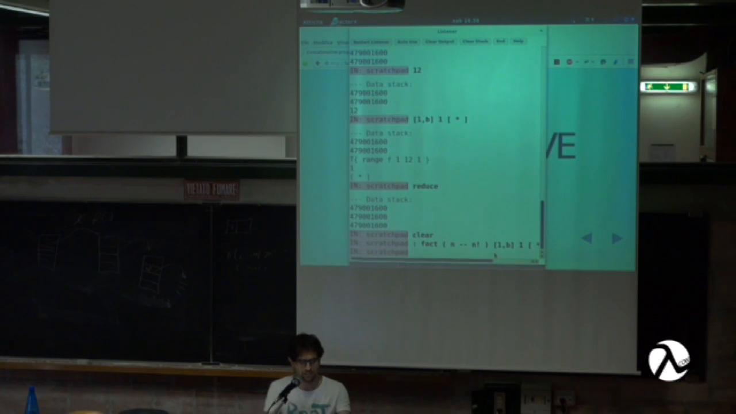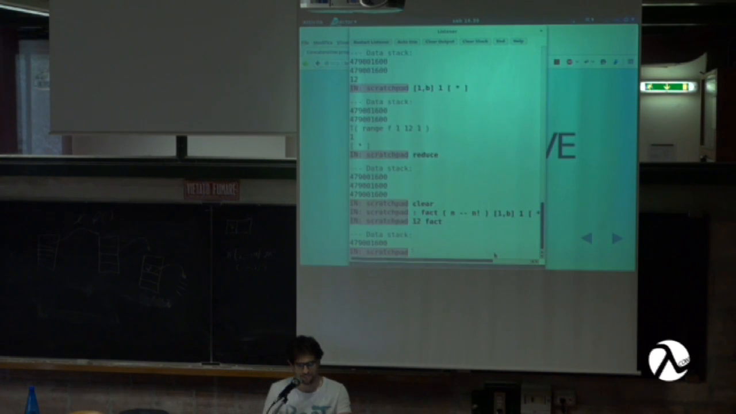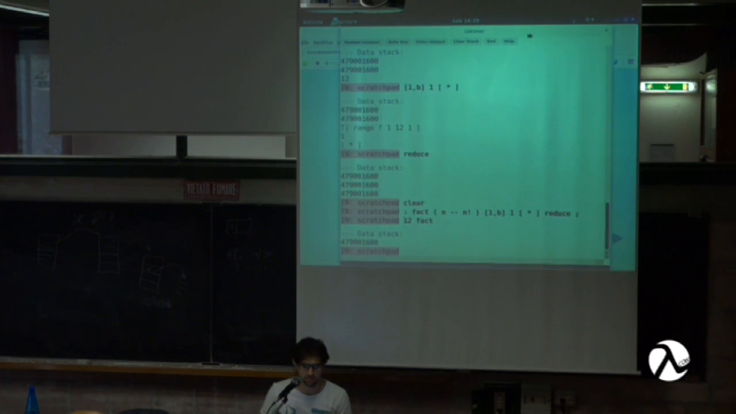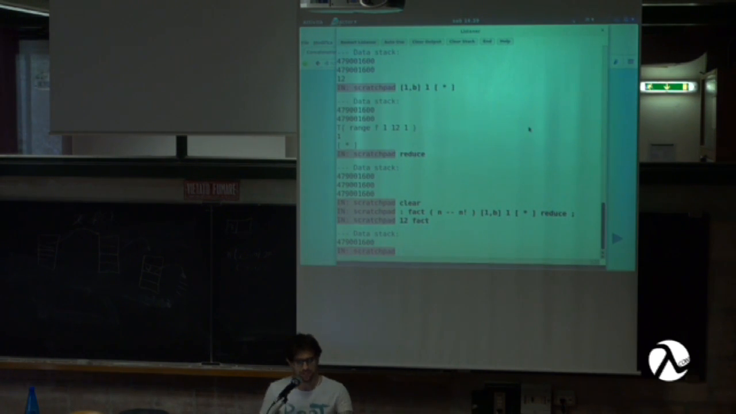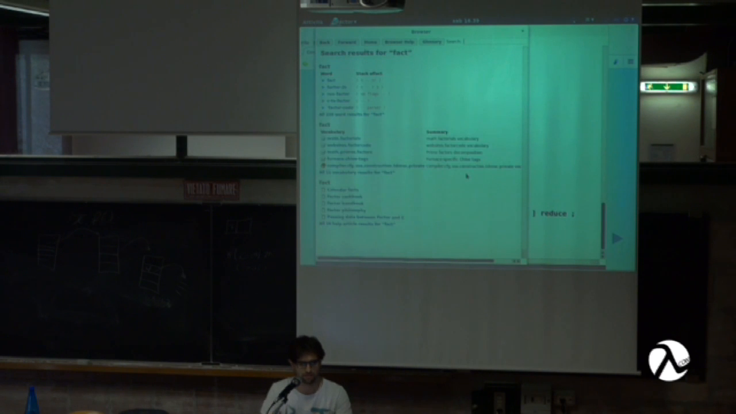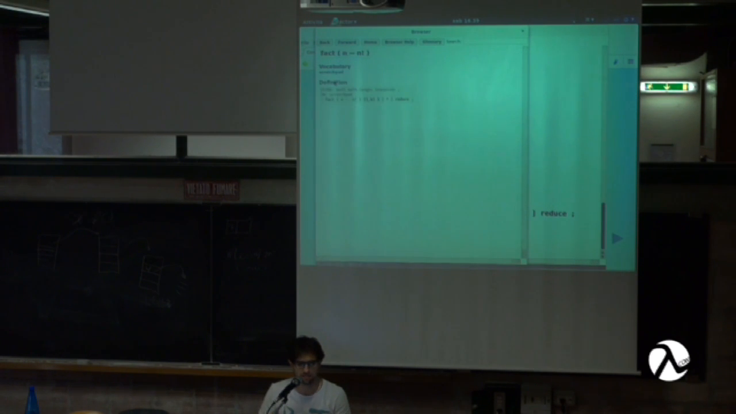So this is our first definition, and we can check that it works like this. The nice thing about the whole interface is that the system now knows about the factorial function, and for instance, we can find its definition in the help system, which is quite convenient when you're doing stuff interactively.